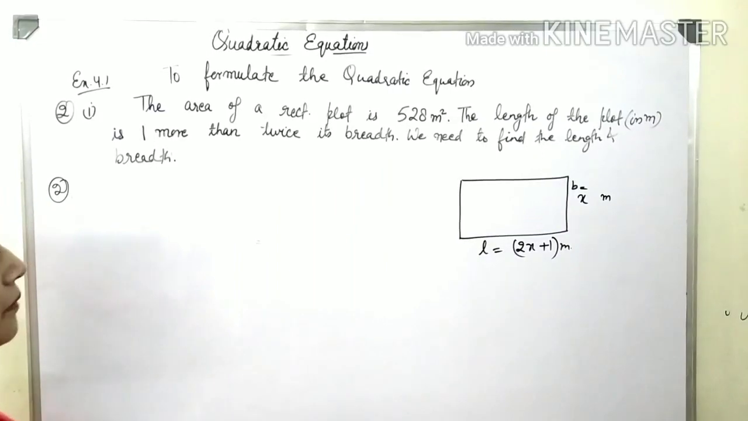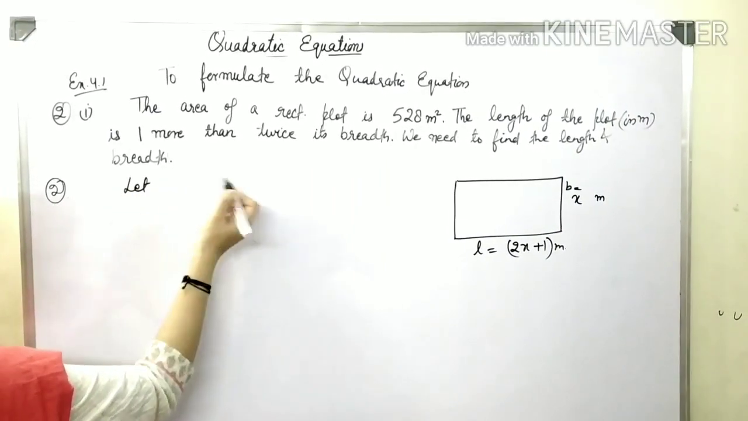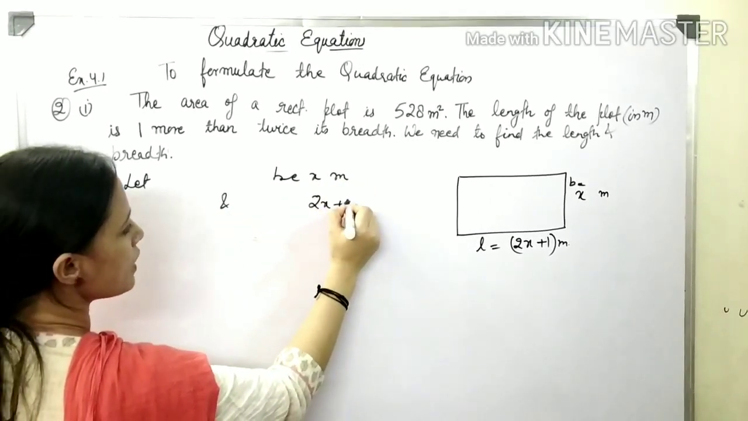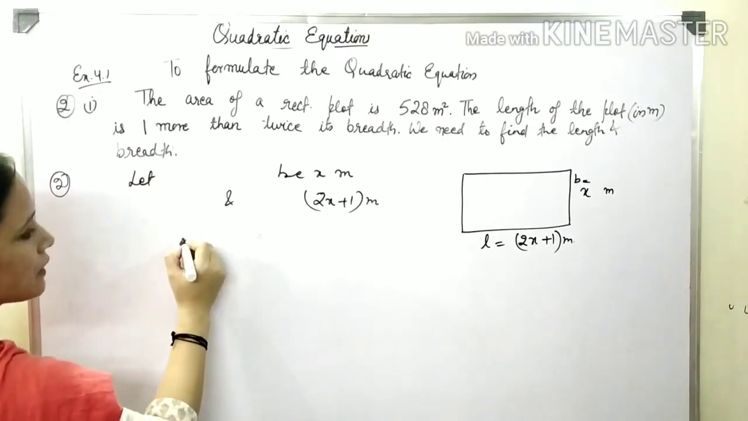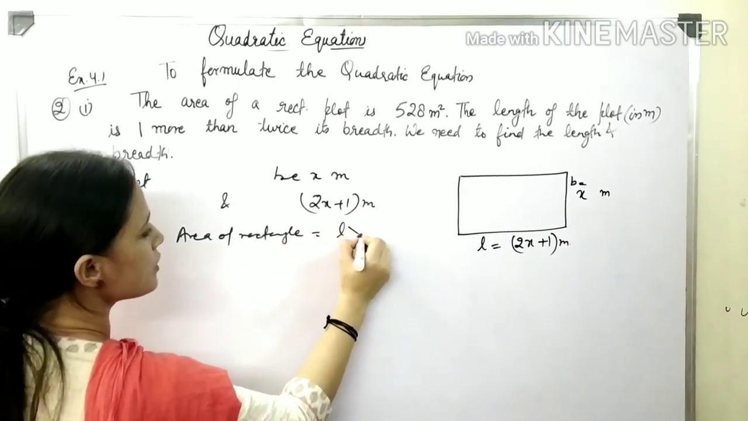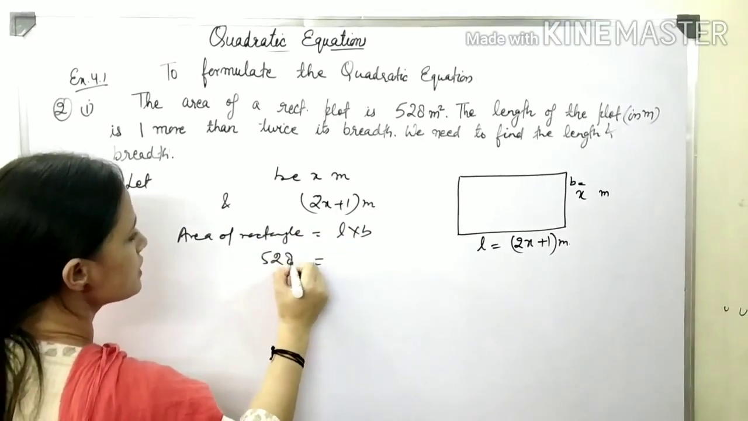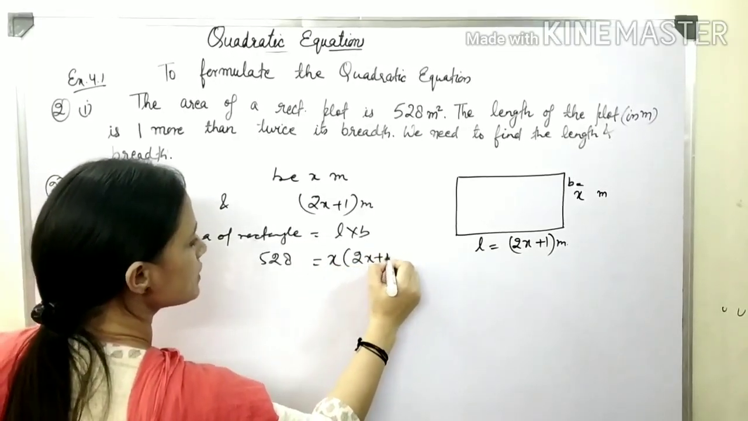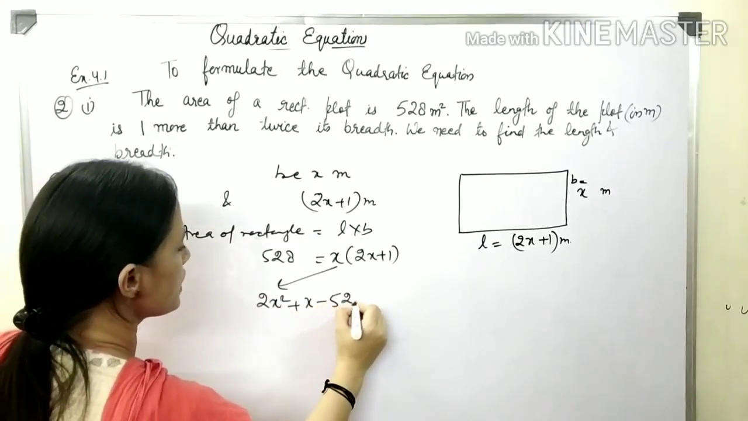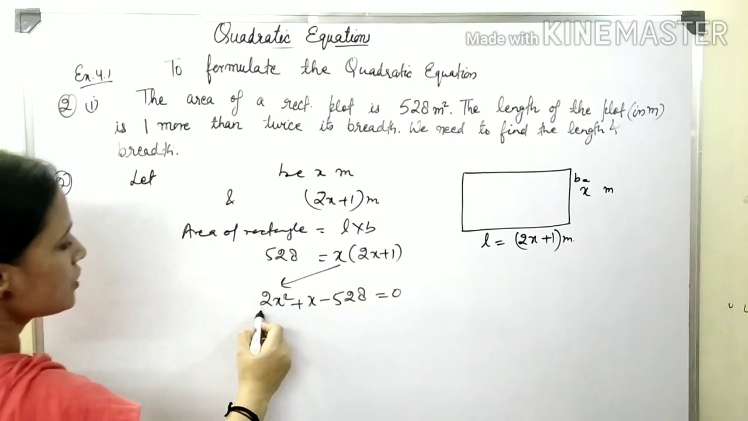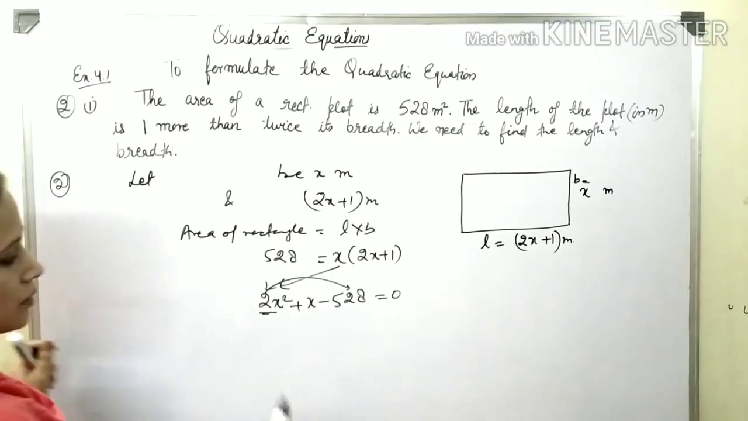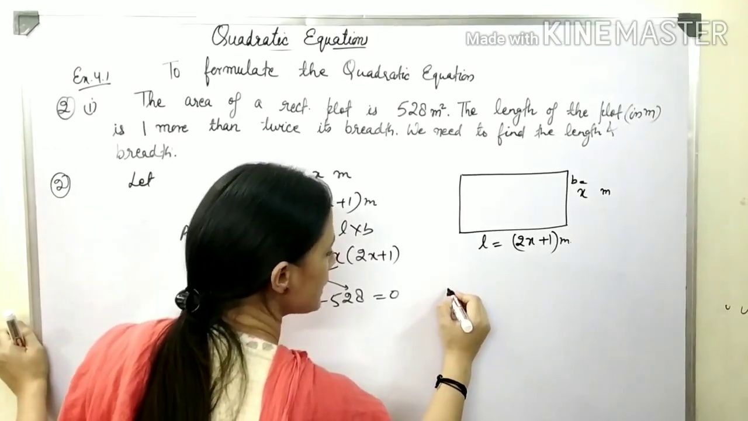So we need to find the length and breadth, so we can easily find it. You'll write: let the breadth be x meters and length be 2x plus 1 meters. Now we know that area of rectangle is equals to length into breadth. So it is given 528, length is 2x plus 1, breadth is x. So we can frame the equation 2x square plus x minus 528 equal to 0. Now here you can use the factorization method to factorize this quadratic equation, that is, by splitting the middle term.